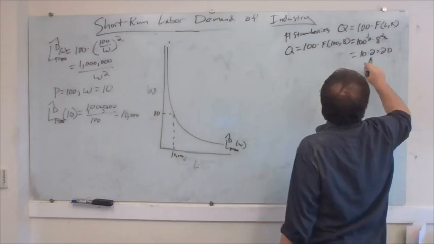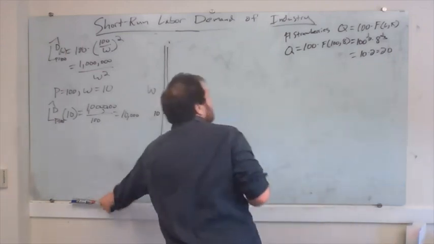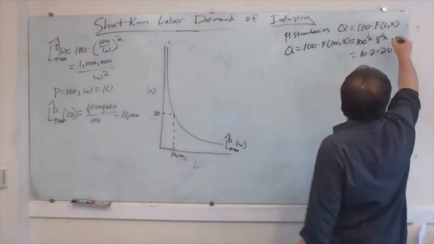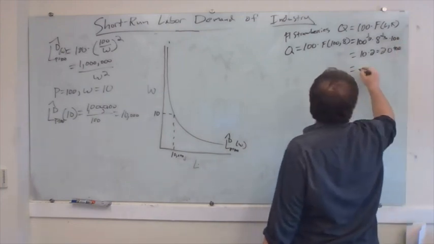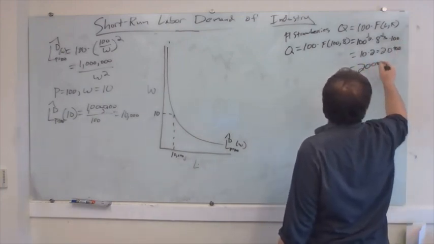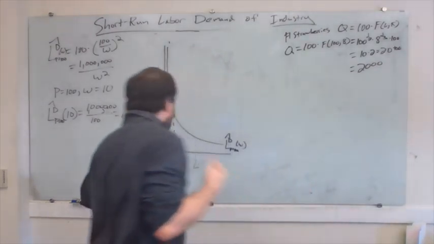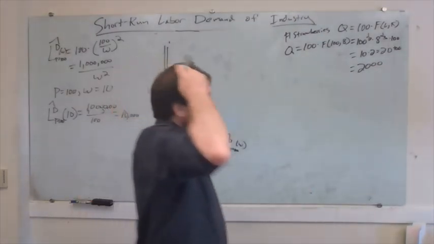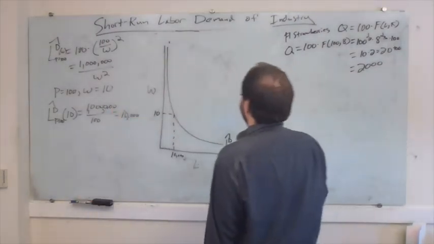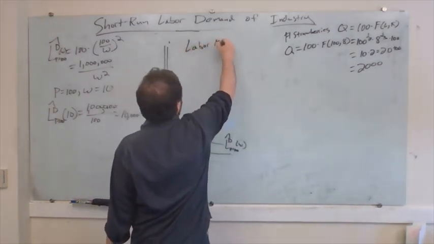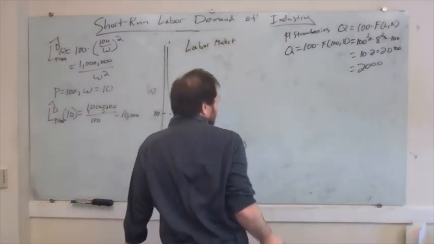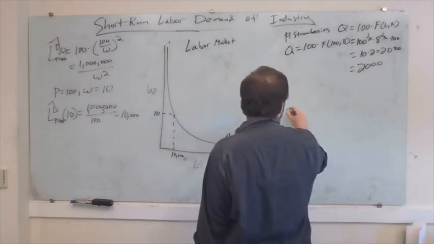Oh, I'm sorry, what am I doing? This all times 100, right? So I'm going to say that my total output of strawberries is going to be 2,000. Cool, right? 20 from each farm, 100 farms, 2,000 strawberries total. So we've got our labor market here. We've got our strawberry market here.